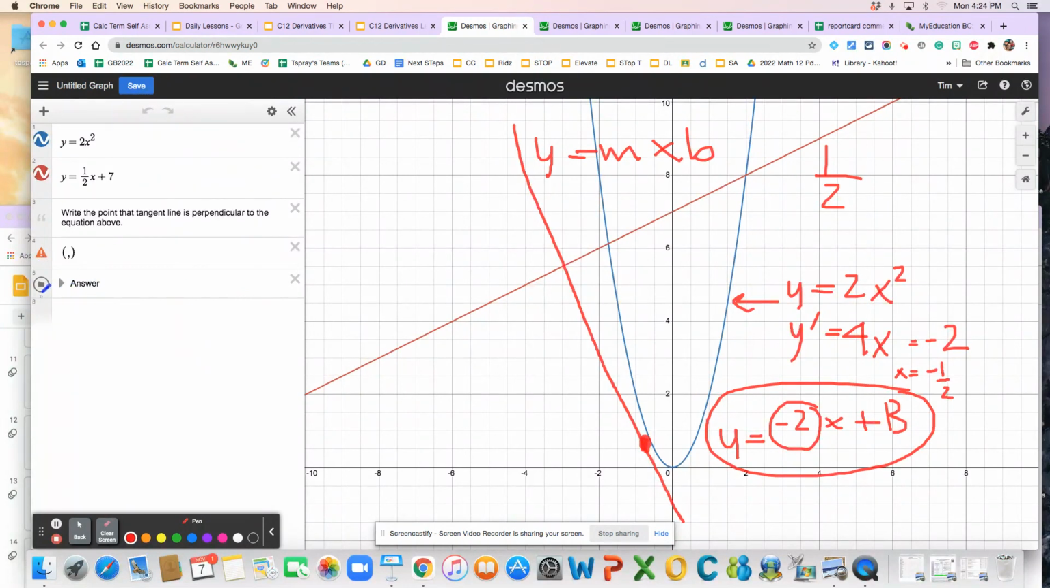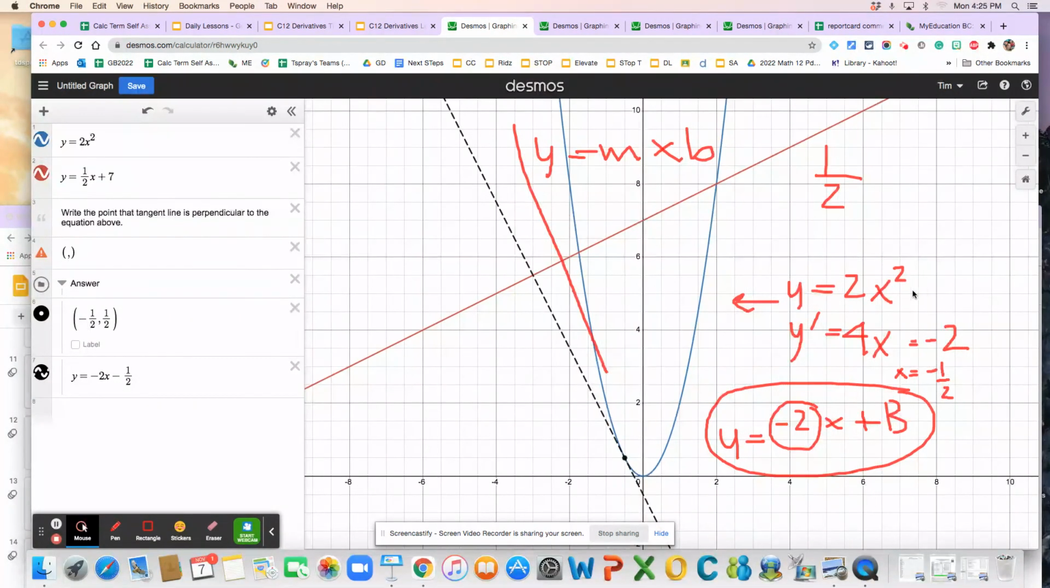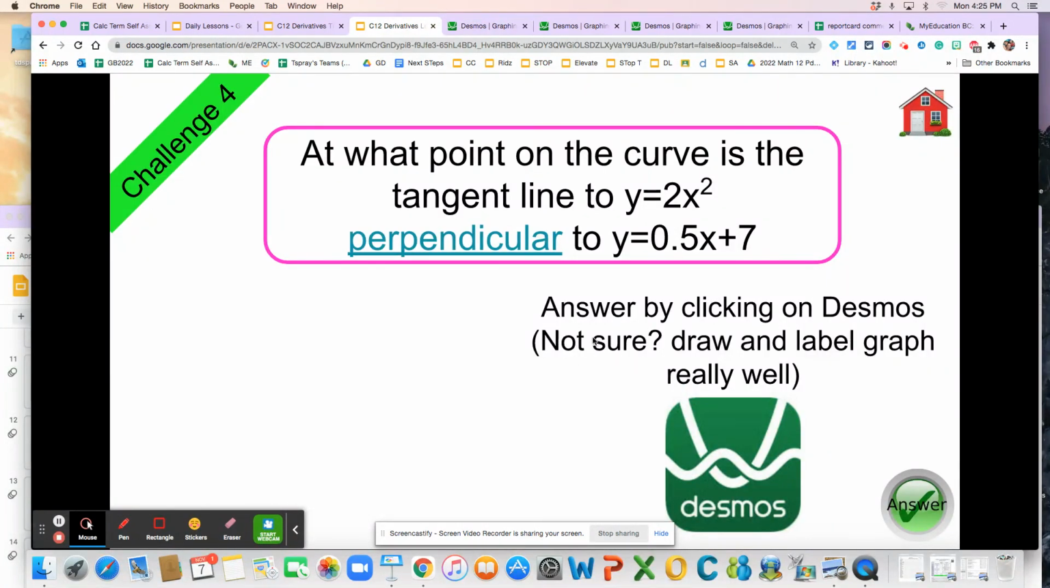Now, if we pay real close attention to this, I'm just going to show you what the equation is. There's that coordinate right there. I'm going to erase this line here so we can see it plainly. Here's the equation of the line, which has slope negative 2, and it intersects at negative 1/2, positive 1/2. We found the x value of negative 1/2. If I just put negative 1/2 into the 2x squared, we're going to get our half. And that is going to be the answer to this little challenge.